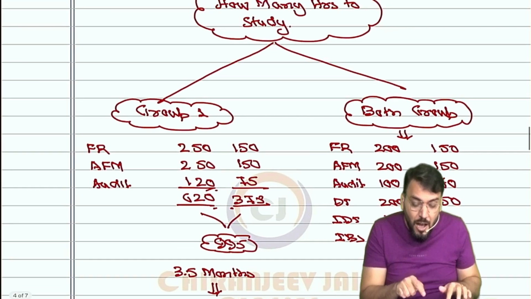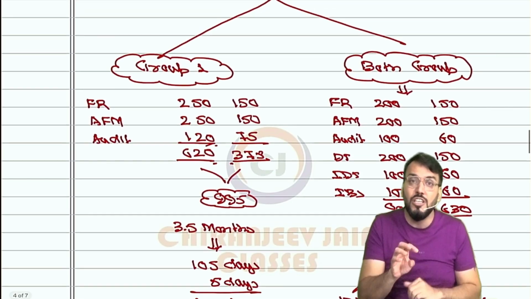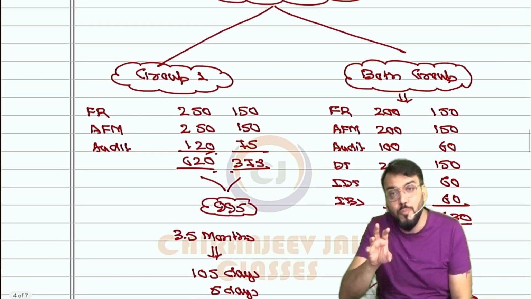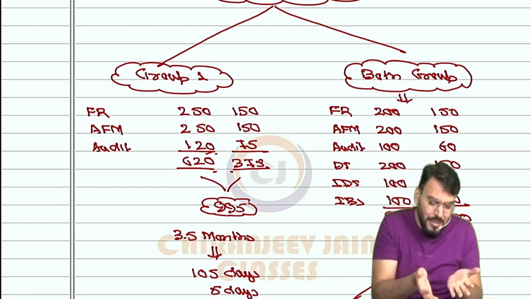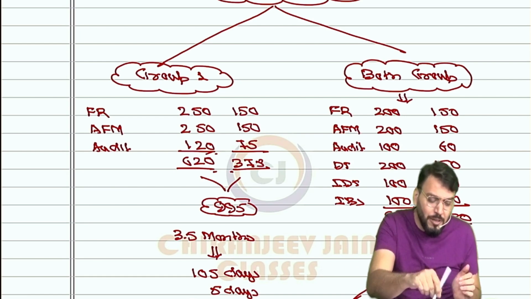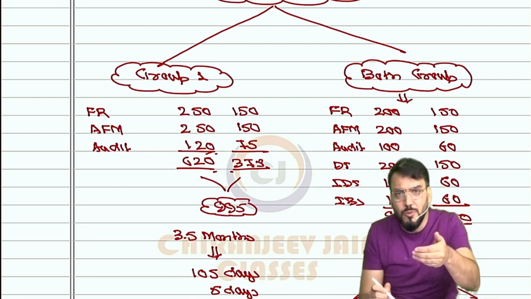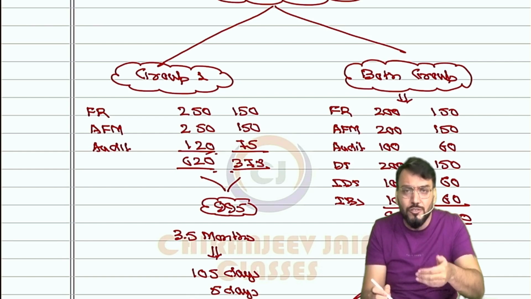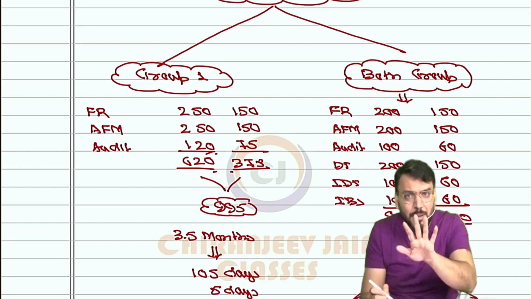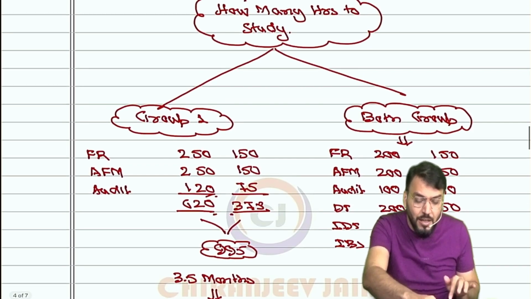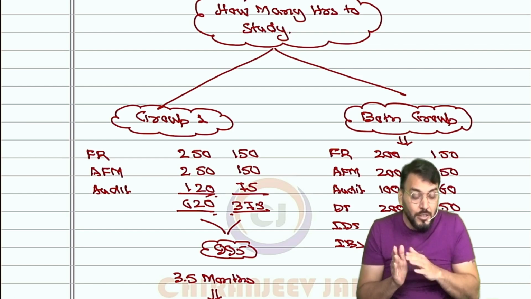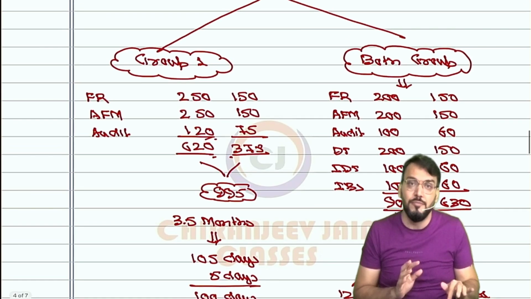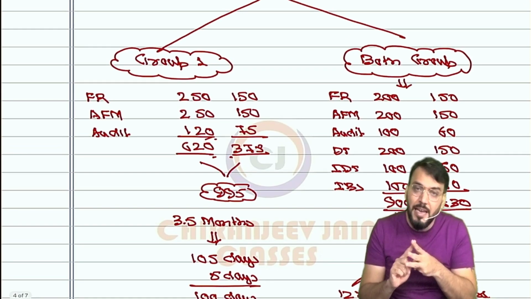First, how many hours of study depends upon whether you are writing group 1 or both groups. If you are writing group 2, of course you can also refer to this point. Correct? But of course, if you are listening to my videos, you are writing the FR paper, that I am assuming. So how many hours you need depends upon whether you are writing only one group or both groups. Now if you are writing only group 1, you have three papers: FR, AFM, audit.